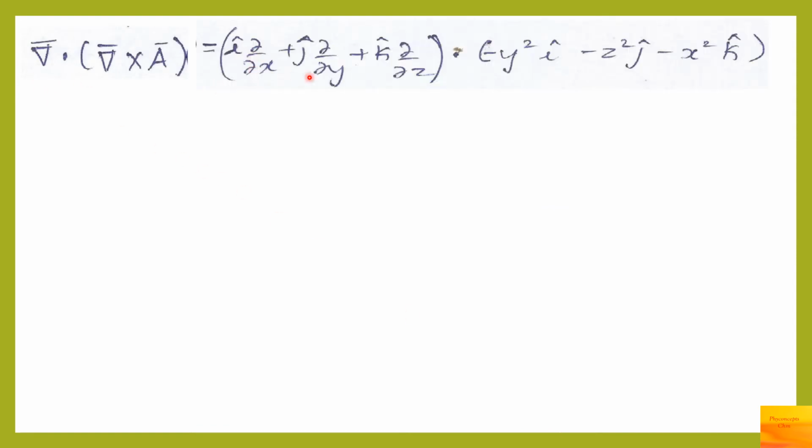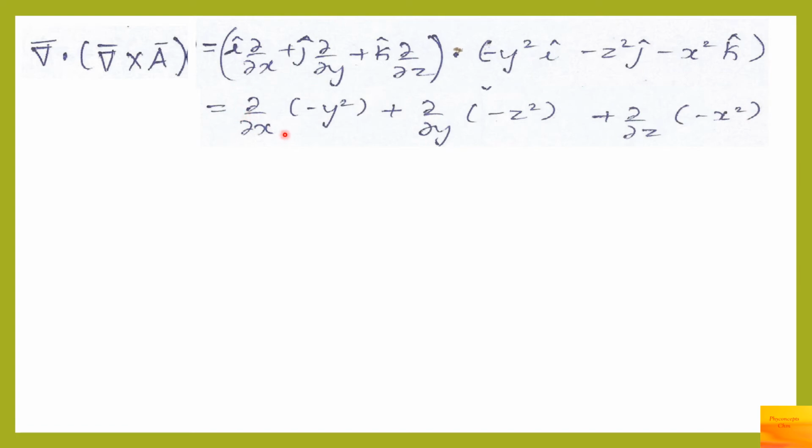So divergence, we have substituted the del operator and this curl that we have just found. Open up the brackets, differentiate with respect to the first term, we differentiate with respect to x, second term with respect to y, and third term with respect to z. We can see there is no term of x here, so the differentiation is 0. Here there is no term of y, and also here there is no term of z, so the differentiation is 0. We get divergence of curl as 0.